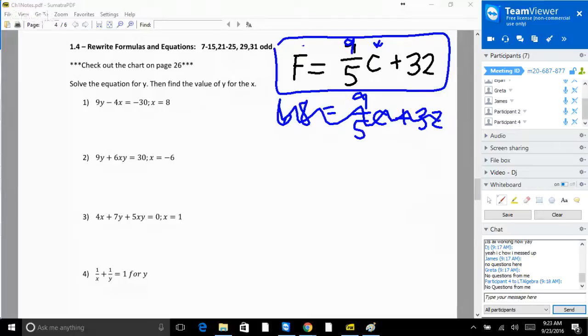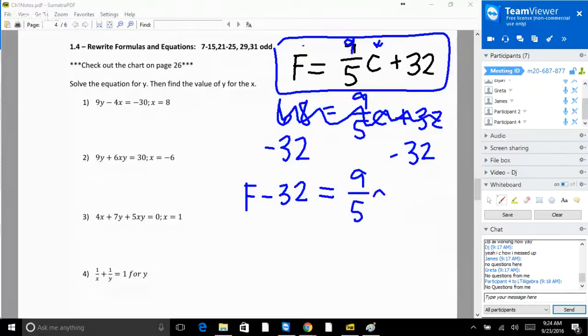Technically, you could do either, but it's going to be way easier to start with moving the 32 to the other side of the equation. Because with the 9/5, we're going to have to deal with multiplying by a reciprocal since we've got a fraction, and typically we get rid of any addition and subtraction terms first, and that makes it easier. So we're going to subtract 32 from both sides. Our new equation is Fahrenheit minus 32 equals 9/5 times Celsius.